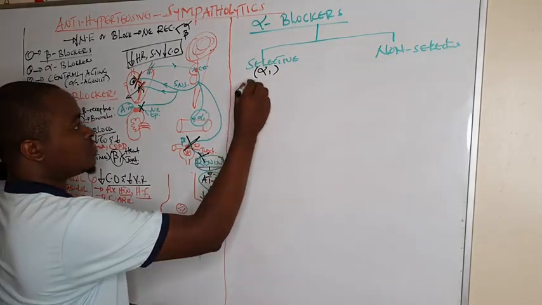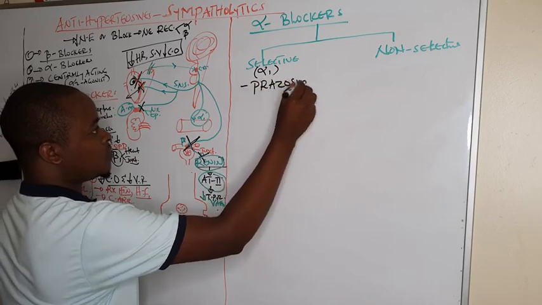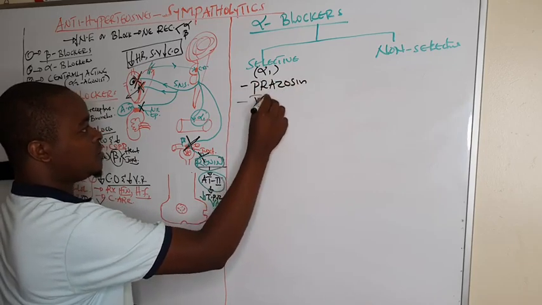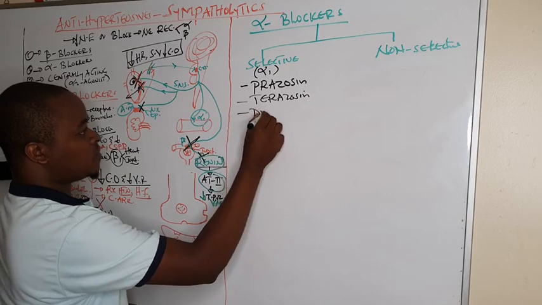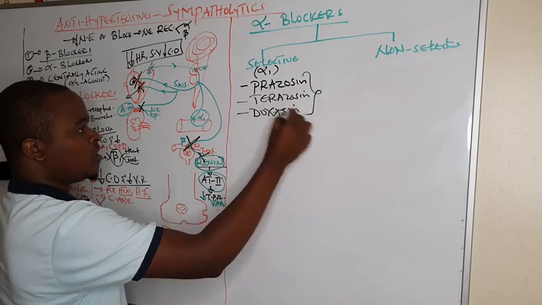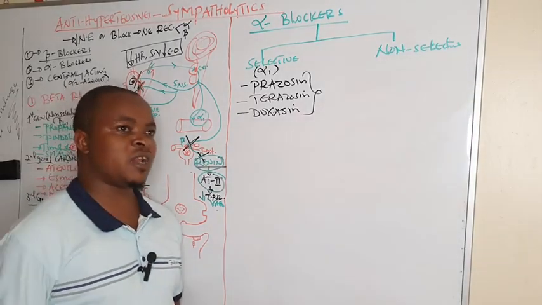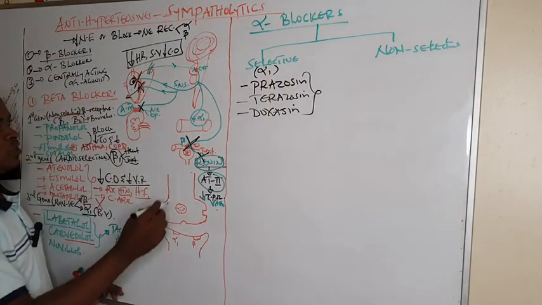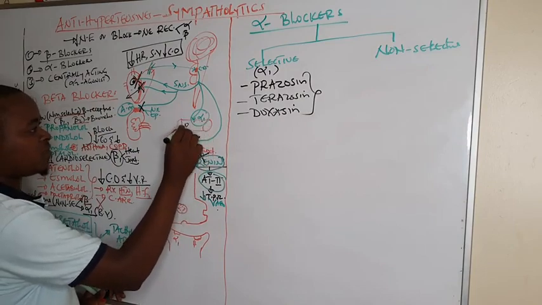Examples include prazosin, then terazosin, and doxazosin. So these are drugs which can be used in the treatment of hypertension, and their mechanism of action is that they bind on the alpha-1 receptors in the blood vessels.